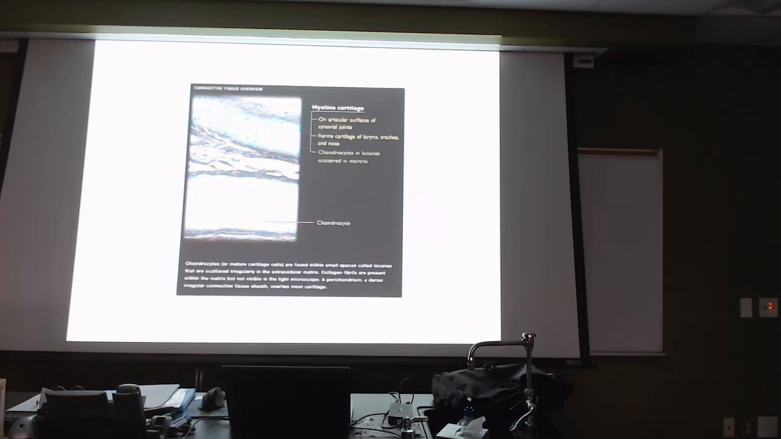Chondrocytes, or mature cartilage cells, are found within small spaces called lacunae that are scattered irregularly in the extracellular matrix. Collagen fibrils are present within the matrix, but not visible in the light microscope. A perichondrium, a dense irregular connective tissue sheath, overlies most cartilage.